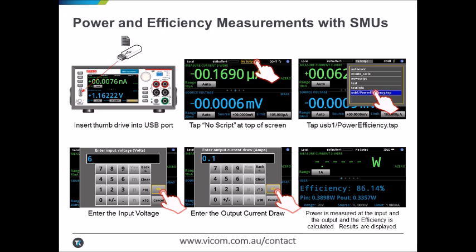To perform power efficiency measurements using TSP and TSP-Link, you can create a test script that controls two SMUs and calculates the efficiency. This script can be saved to a USB flash drive that can be plugged into the front panel to run. From the instrument's home screen, tap the words No Script at the top of the screen to display a list of available scripts to run. Tap the item USB1/powerefficiency.tsp from the list to load and run the power efficiency script from the USB drive.